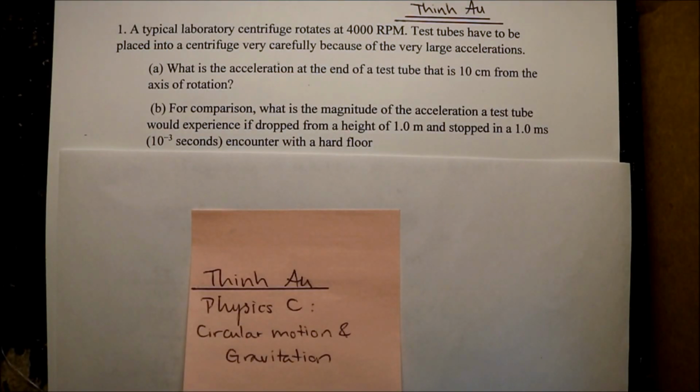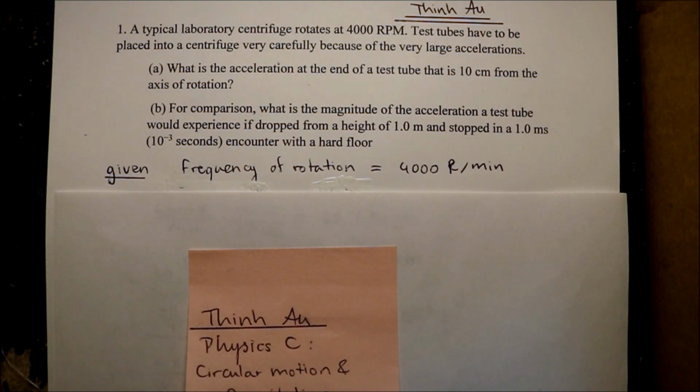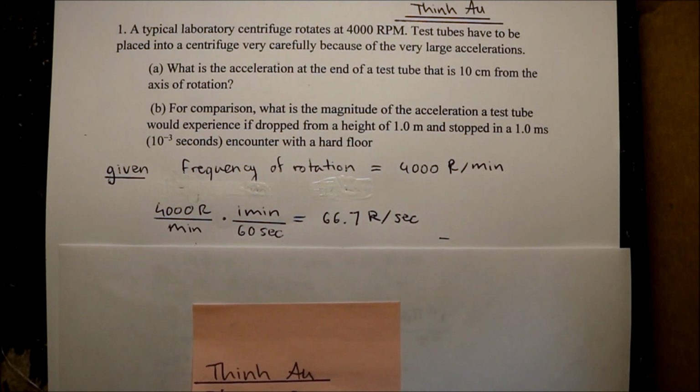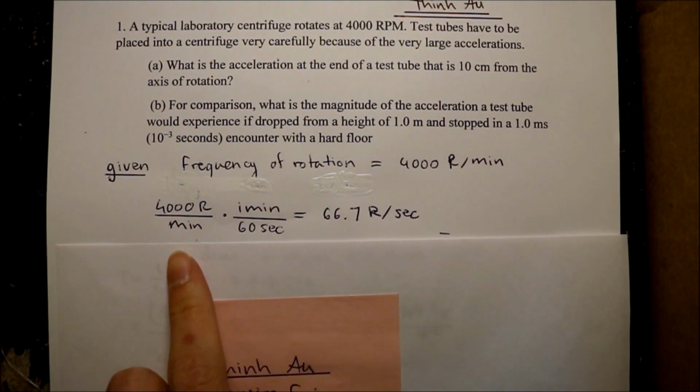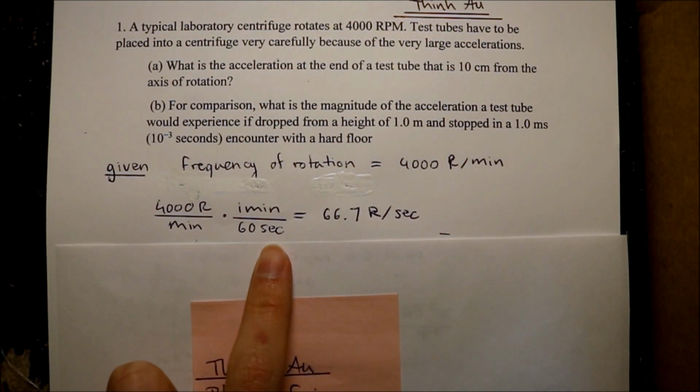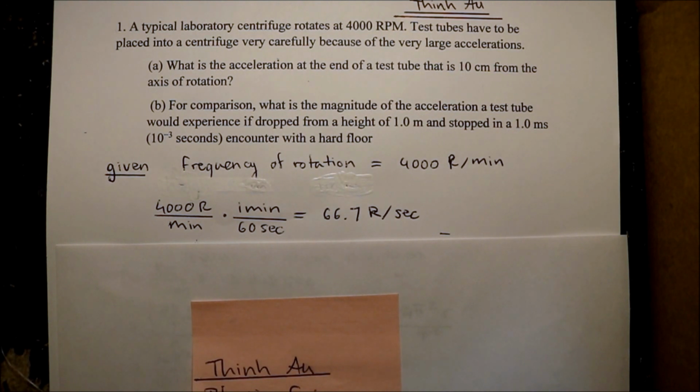Let's identify the variables that are given by the problem. So we have the frequency of rotation, which is 4,000 rotations per minute. However, this is not the unit that we want. We want it in seconds. So we convert it: we have 4,000 rotations per minute. In order to get rid of the minute in the denominator, we multiply by 1 minute, which is equivalent to 60 seconds. 4,000 divided by 60 is equal to 66.7 rotations per second.